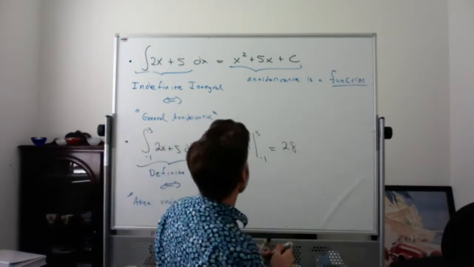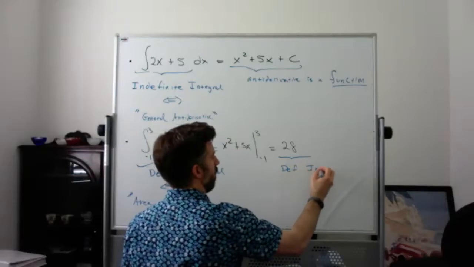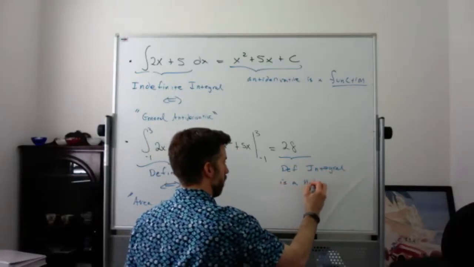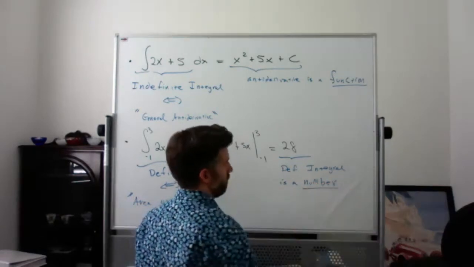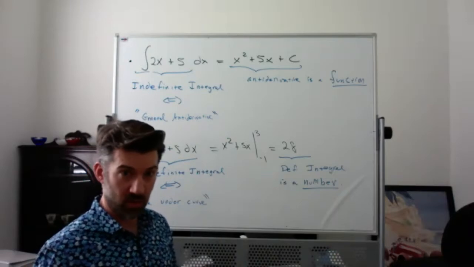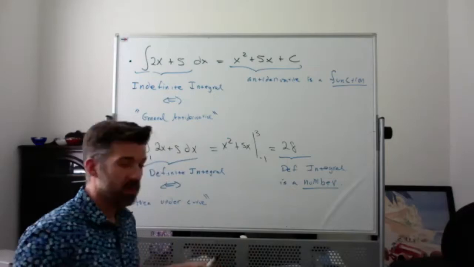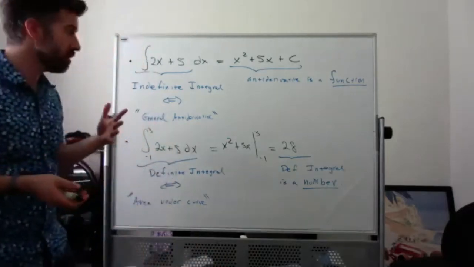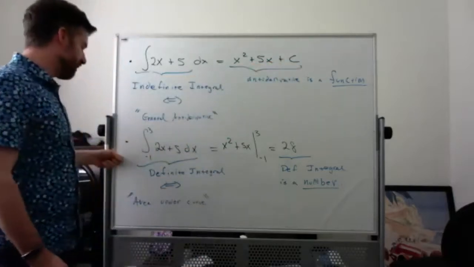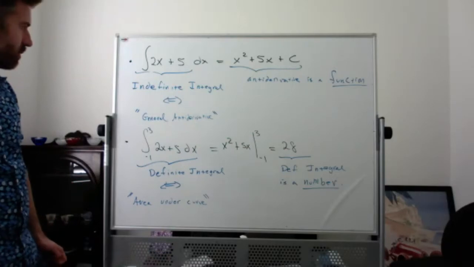And when you get that, the definite integral should always just be a numerical value, or a number. There should be no variables in your answer when you're finding a definite integral. It should always just be some value that's representing the area under the curve. So hopefully that distinction is fairly clear. Indefinite, the answer is a function, and should have a plus c. Definite, the answer is a number. You don't need a plus c. Okay. All right.